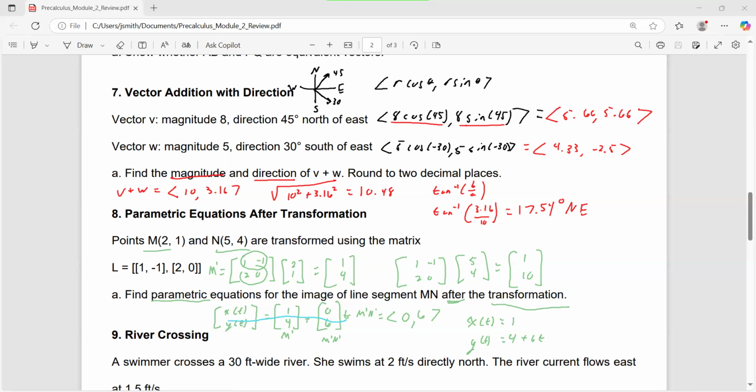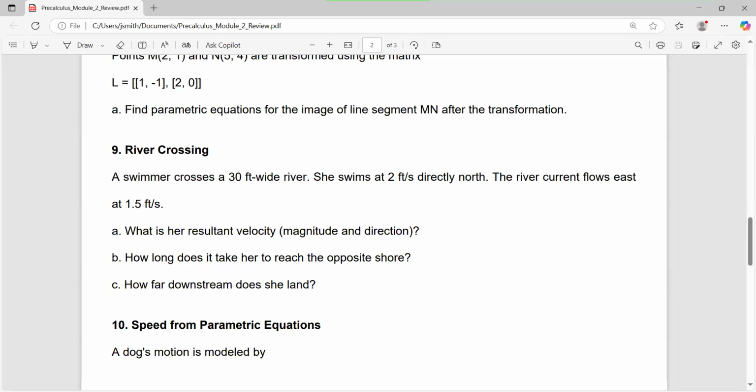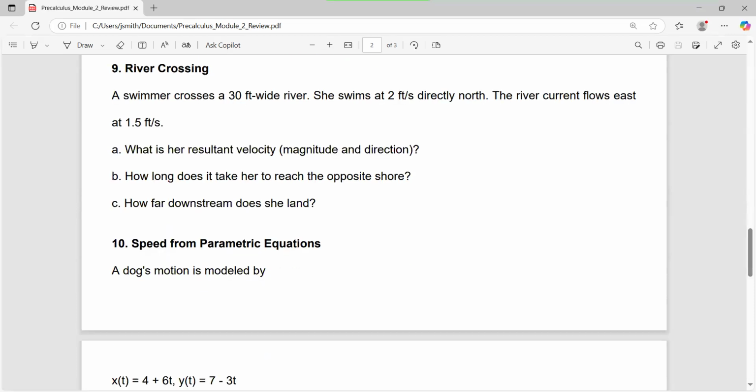All right, number 9 is the next fun problem. It's a word problem. I'm going to try to break it down as simple as I can for you. It says a swimmer crosses a 30-foot wide river. She swims at 2 feet per second directly north, and the river current flows east at 1.5 feet per second. I told y'all last time, if it's perfectly north, perfectly east, south, or west, we don't have to do all those 4-step processes. We can just simply get the answers.